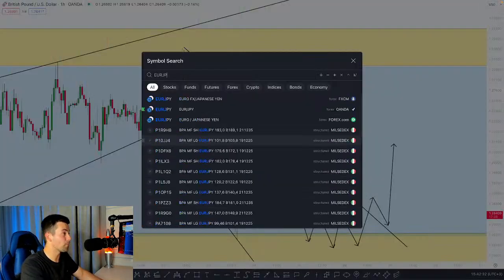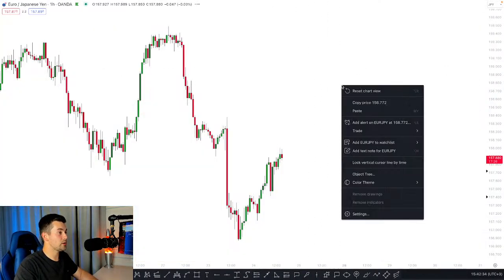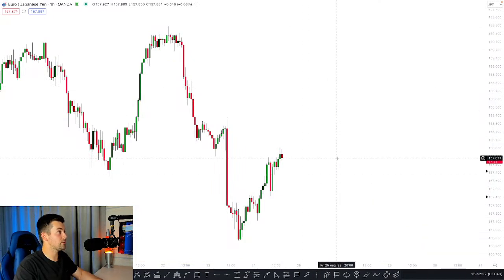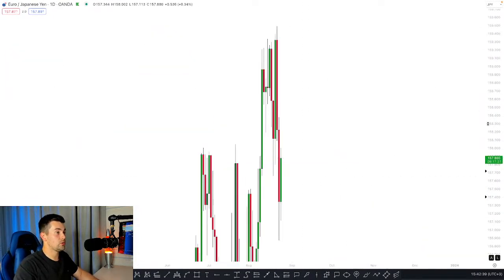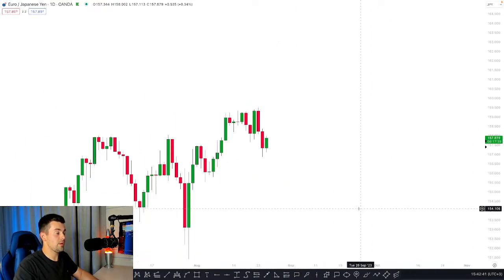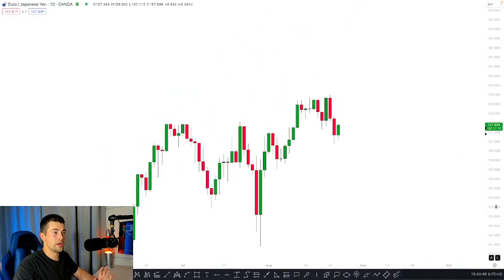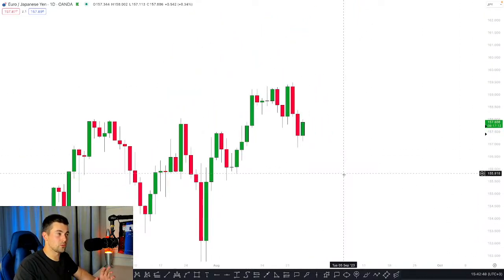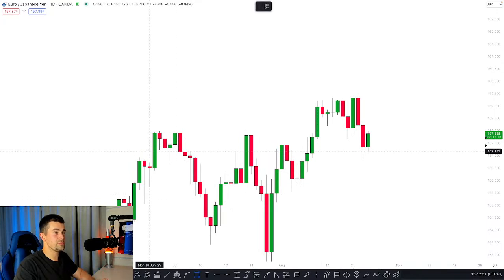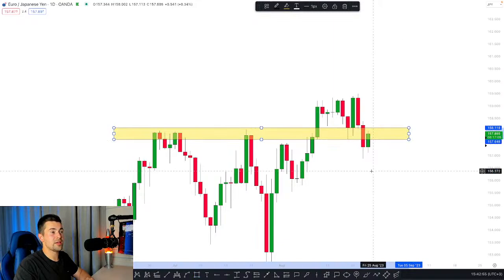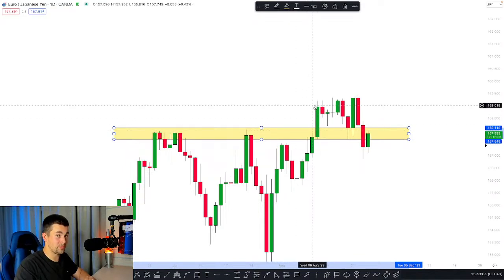So let's briefly discuss Euro Yen. Euro Yen looks very interesting. On the Euro Yen pair, traders, even though we are trading in a long-term bullish trend, something is going on right here, because just recently Euro Yen has violated that important resistance cluster. Just recently Euro Yen violated that important key structure and closed above that.